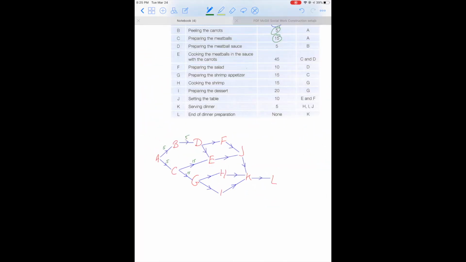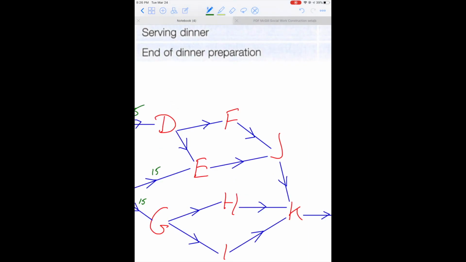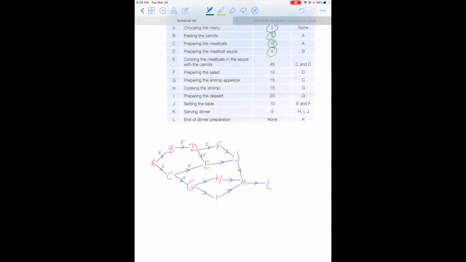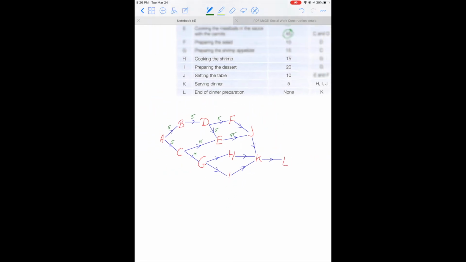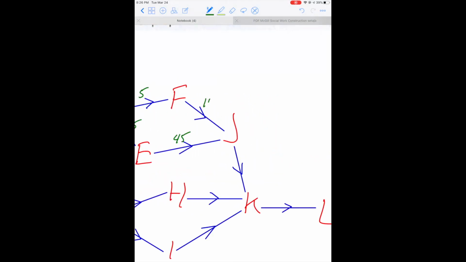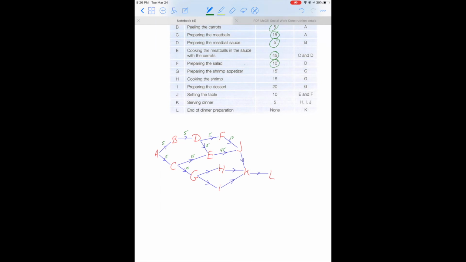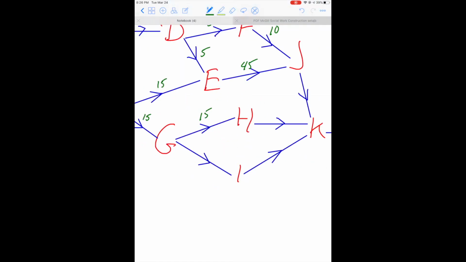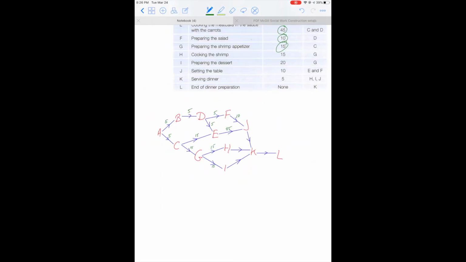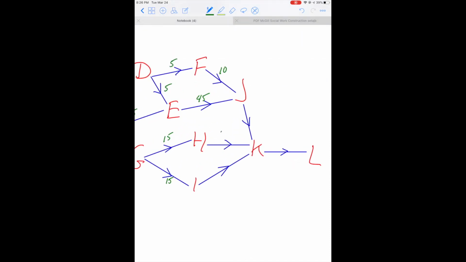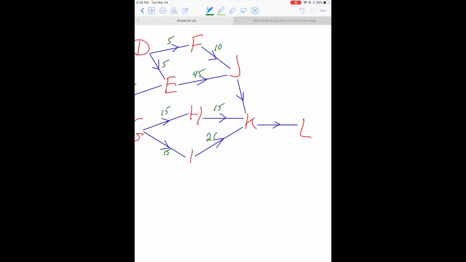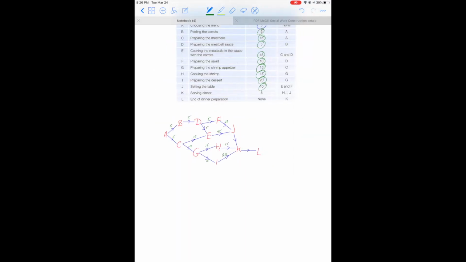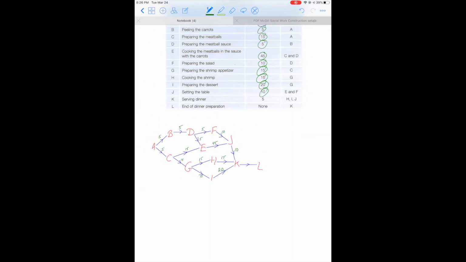D, preparing the meatball sauce, takes 5 minutes. All the arrows coming out of the D get a 5. E, 45 minutes. There's a 45 that comes out of the E. Out of the F, we have a 10. Out of the G, we have a 15. 15 here and a 15 there. Out of the H, we have a 15. Out of the I, we have a 20. Out of the J, we have a 10. Then finally, out of the K, we have a 5.